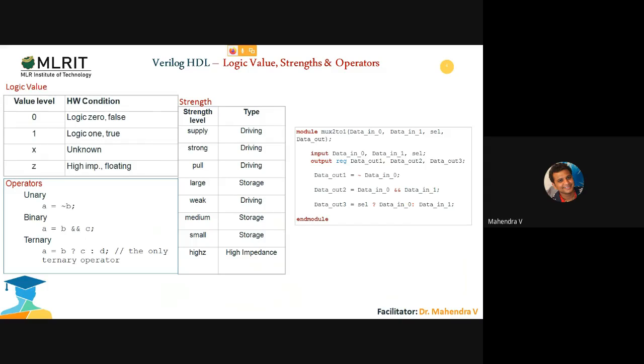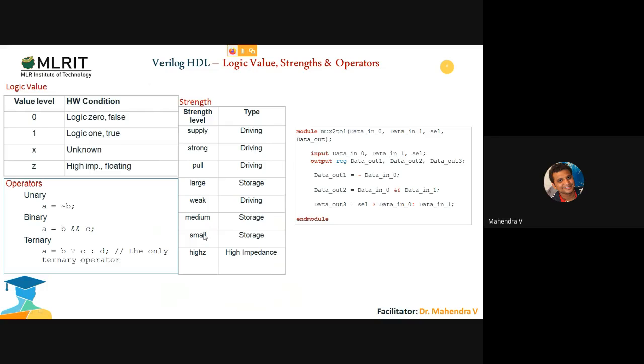Now as you know, Verilog HDL considers only 4 types of values: 0, 1, X, Z, where 0 is logic 0 or false, 1 is true, logic 1, and X is unknown, don't care. Z is floating. Floating means no connection or high impedance. If there is no connection, automatically that leads to the high impedance case. These are the 4 logic values we use.